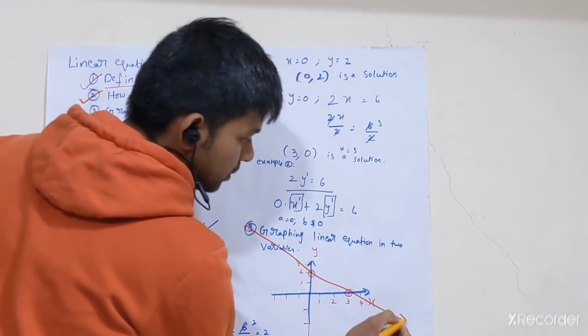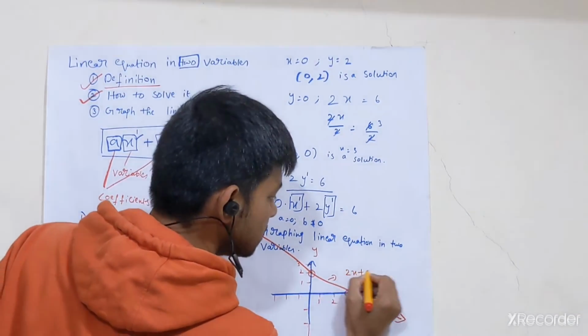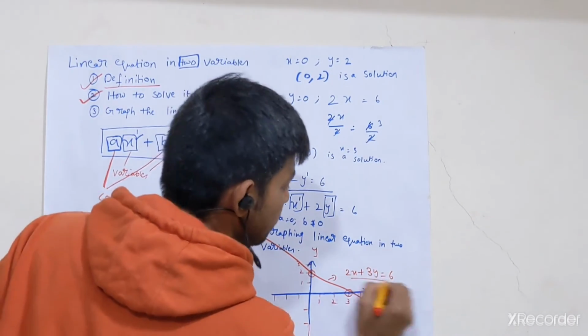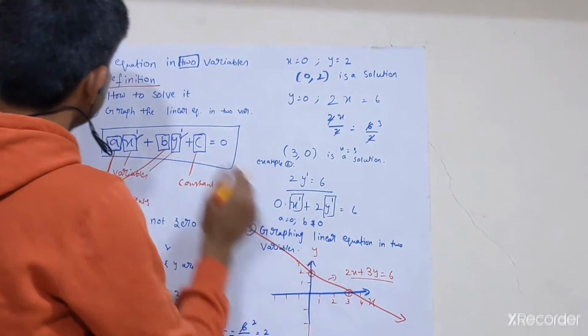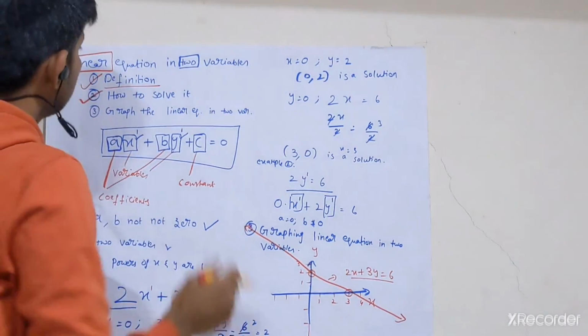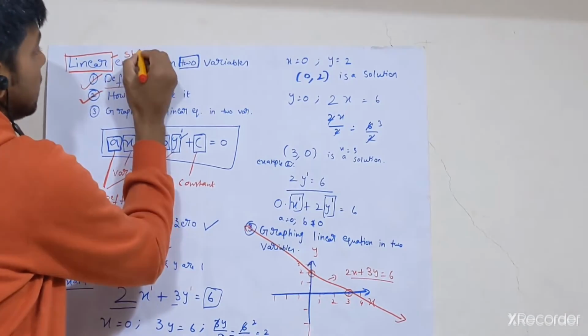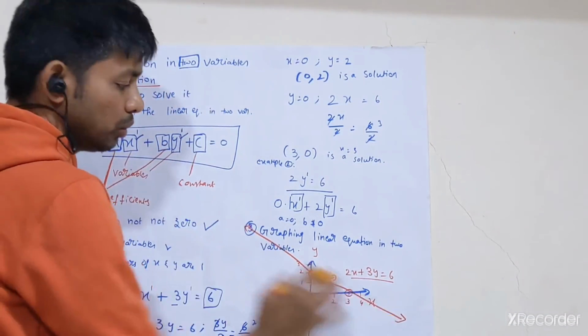This is the line which is 2x plus 3y is equal to 6. You can see here this is a straight line, and that's why it is called a linear equation. Linear means the power of x is equal to 1, and it represents a straight line. So any linear equation in two variables is a straight line only.